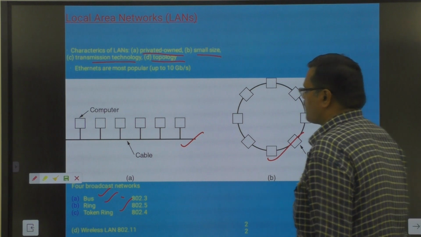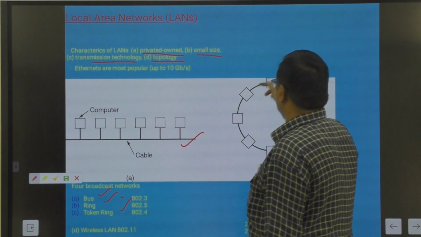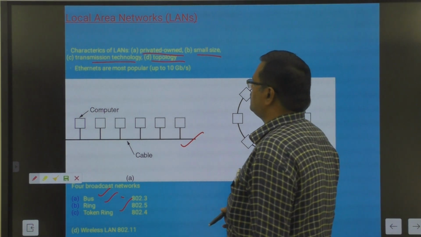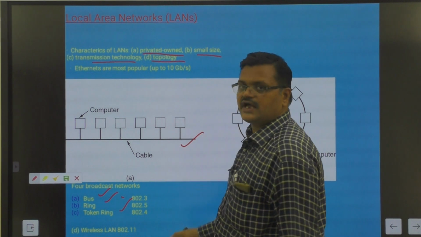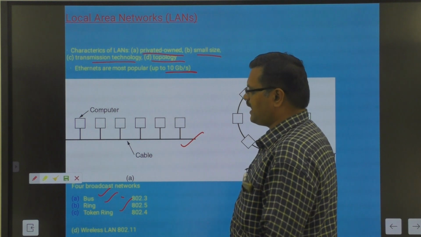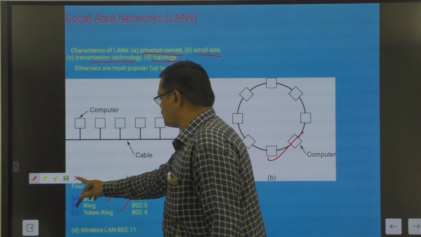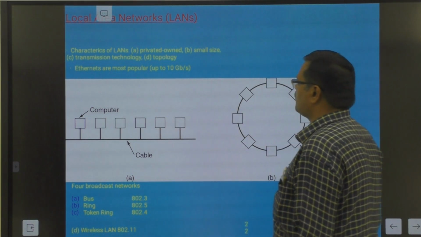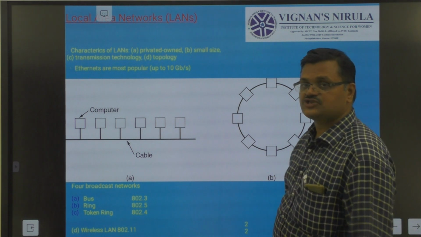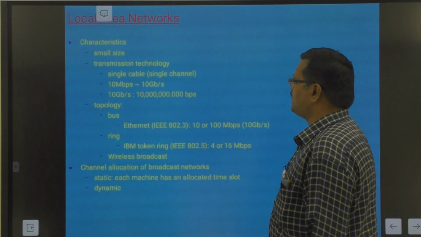Okay, so this is a bus. This is a computer, and this is a cable, and these are the computers which are connected by means of a ring. So these are nothing but the local area network, and here the speed is up to a maximum of 10 Gbps. That is the maximum speed which we can achieve using LANs. So: privately owned, small size, transmission technology and topology. Okay, these are about the LAN.